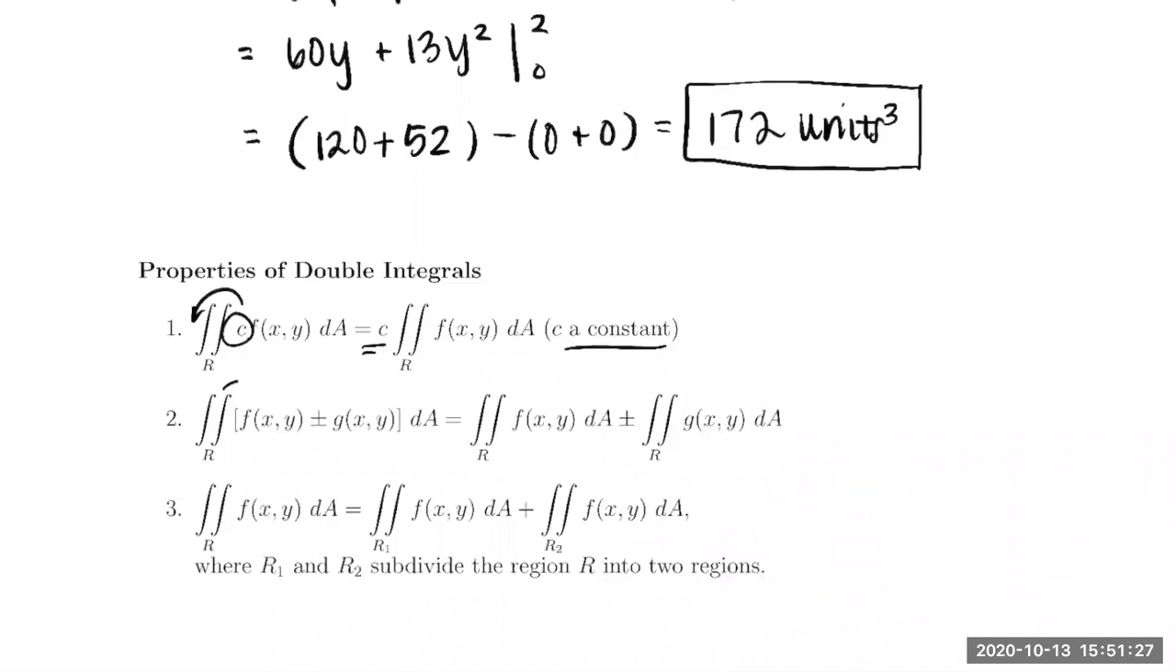Double integrals can distribute across sums and differences. And furthermore, if you can split up your region into two individual regions or subdivide it, then you can split up your integral over those two regions as a sum. So this is very similar to when we have an integral from a to b. We can write it as the integral from a to c plus the integral from c to b. Same idea here, except we're talking about a two-dimensional region rather than a one-dimensional interval.